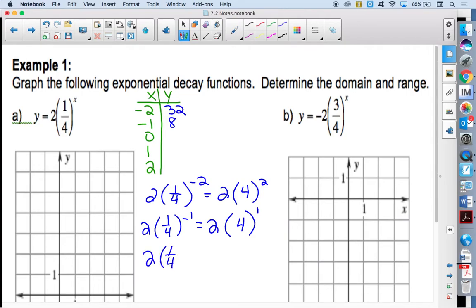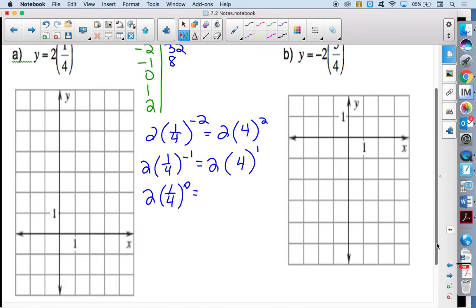Virginia, when we have an exponent of 0, what does that do? It makes it 1. So if you have a 0 exponent, anything to the 0 becomes 1. So now that's 2 times 1, which is 2. And then we have 2 and then 1/4 to the 1. 2 times 1/4 squared.